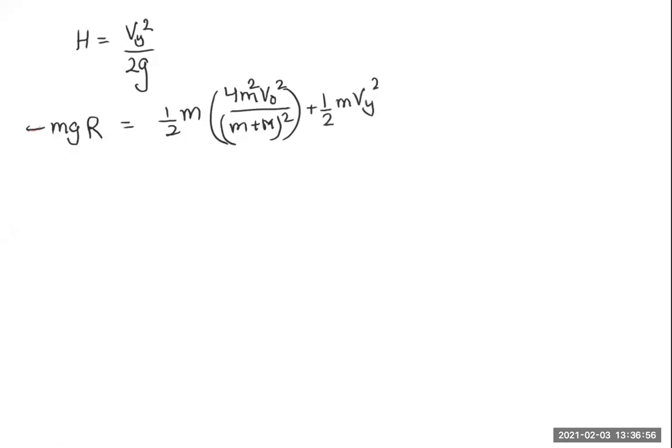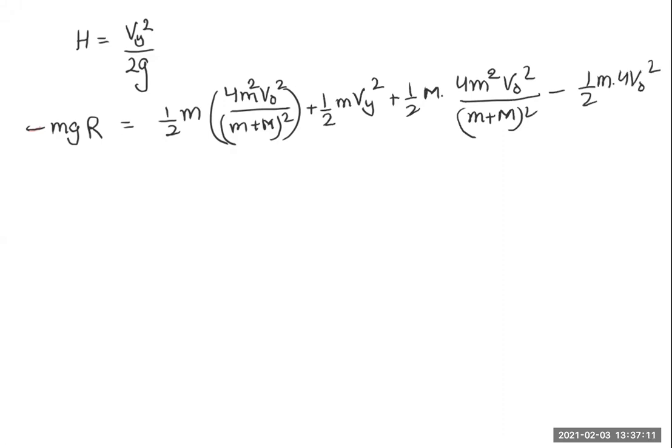This is what we want to find, plus half m into the same thing, 4m square v naught square by m plus M whole square, minus half m into 4 v naught square, right? Okay. Some things will cancel, but I am not cancelling anything right now, because I want to put in the values of v naught.